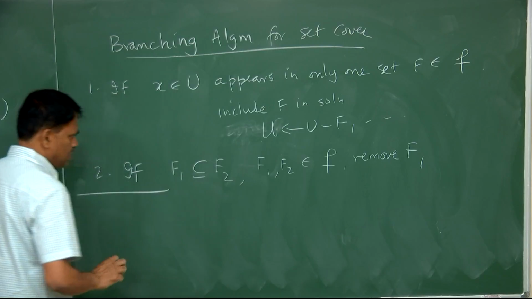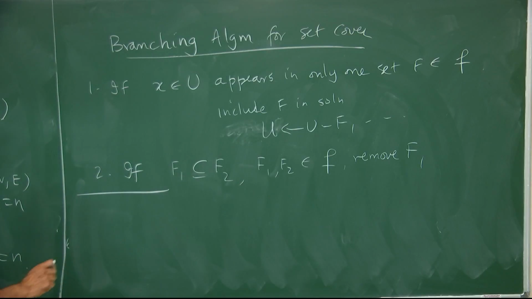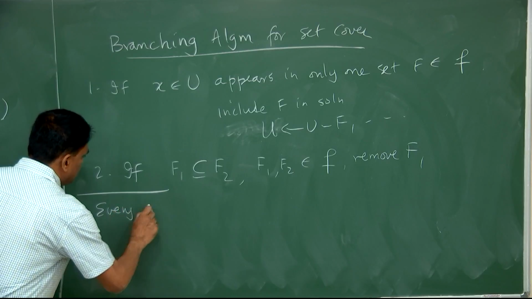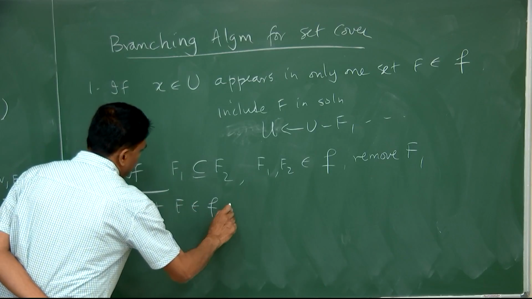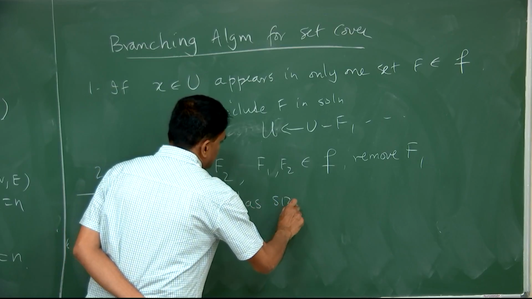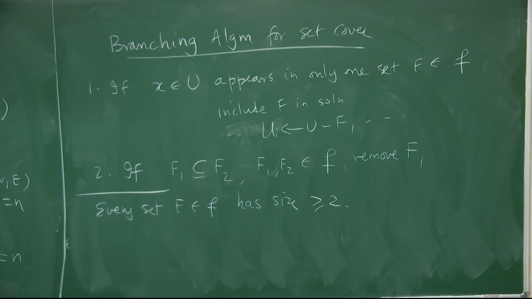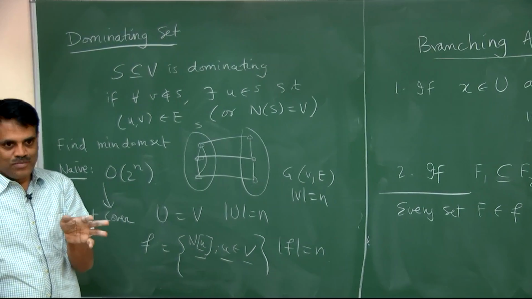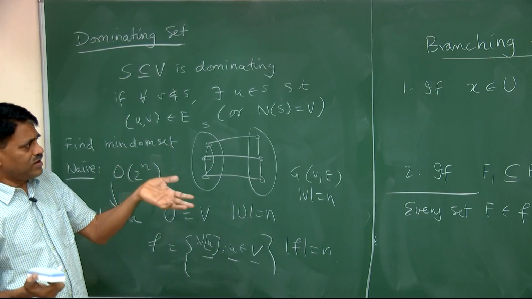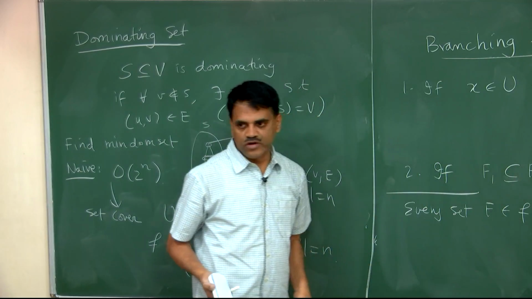Now, at the end of this, every set F in the family has size greater than or equal to 2. Do you agree? Because suppose you have a singleton, either it appears only in that set, I would have deleted it, or it also appears somewhere else, but then this is a subset of that. We'll also assume that no two sets are the same. Actually, even if F1 is equal to F2, I would have deleted it.